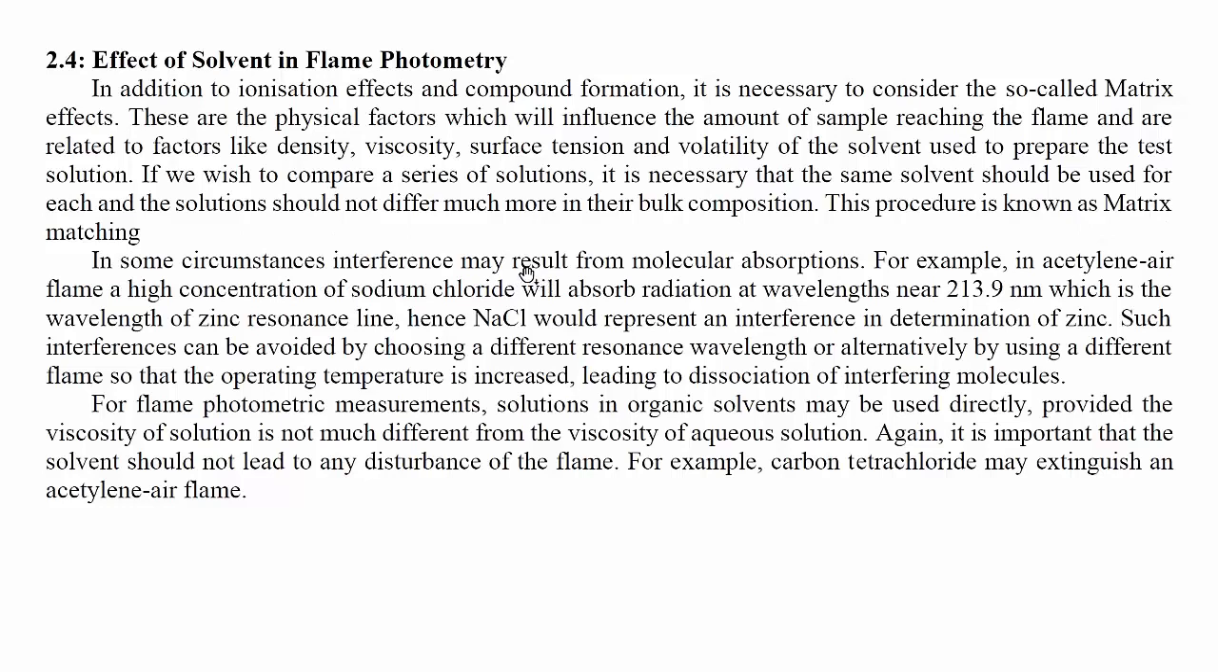In some circumstances, interference may result from molecular absorptions. For example, in acetylene air flame, a high concentration of sodium chloride will absorb radiation at wavelengths near 213.9 nanometers, which is the wavelength of zinc resonance line, hence NaCl would represent an interference in determination of zinc. Such interferences can be avoided by choosing a different resonance wavelength or alternatively by using a different flame so that the operating temperature is increased, leading to dissociation of interfering molecules.